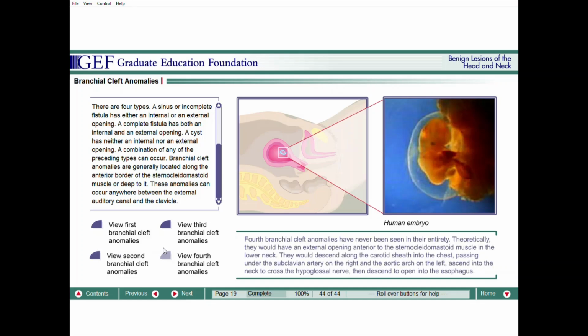Fourth branchial cleft anomalies. Fourth branchial cleft anomalies have never been seen in their entirety. Theoretically, they would have an external opening anterior to the sternocleidomastoid muscle in the lower neck. They would descend along the carotid sheath into the chest, passing under the subclavian artery on the right and the aortic arch on the left, ascend into the neck to cross the hypoglossal nerve, then descend to open into the esophagus.